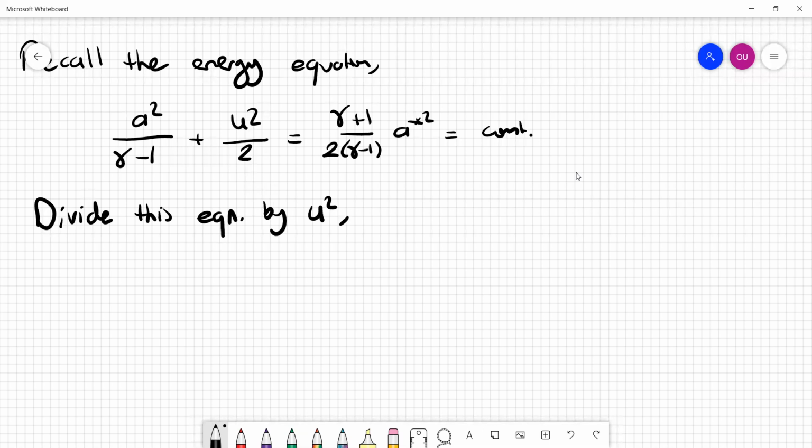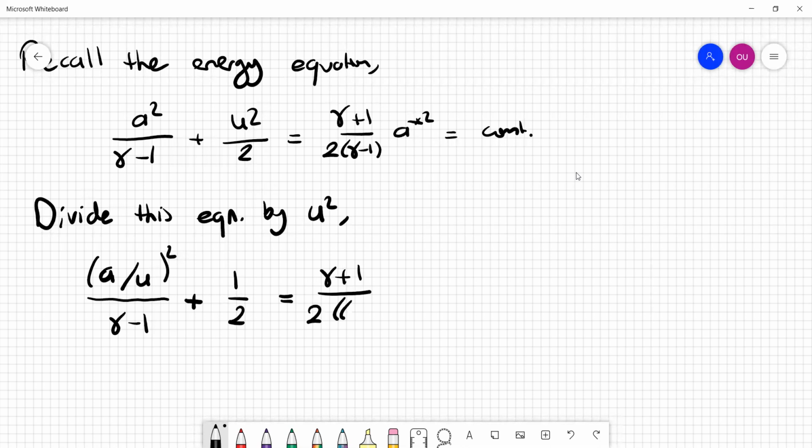If I do that, I get A over U squared divided by gamma minus 1, plus 1 over 2, so U square disappeared. And on the right hand side, I have gamma plus 1 over 2 times gamma minus 1, and now A star over U square. Now you see where this is going, right? I get a Mach number from here, and I get the M star from here.